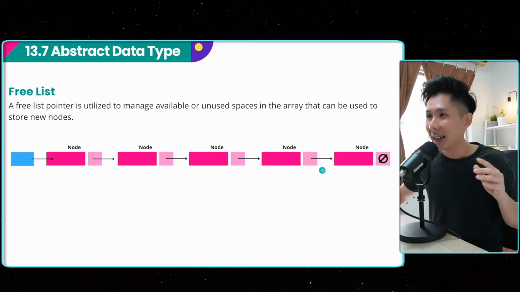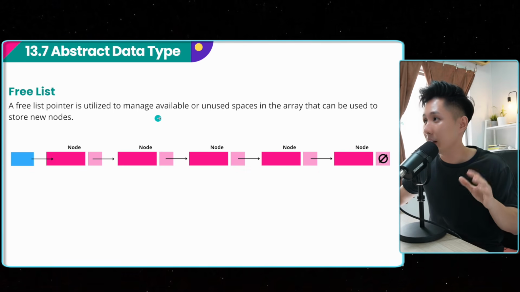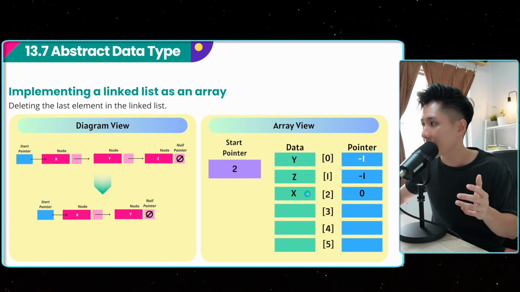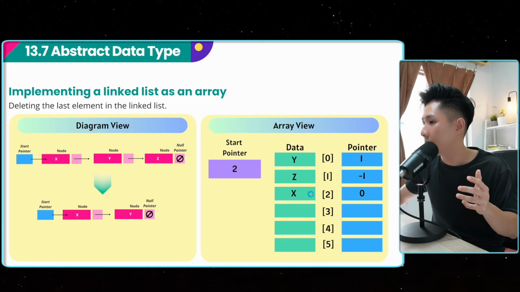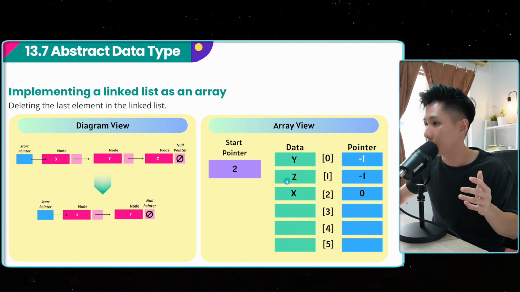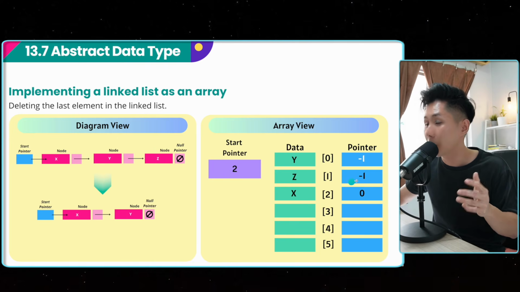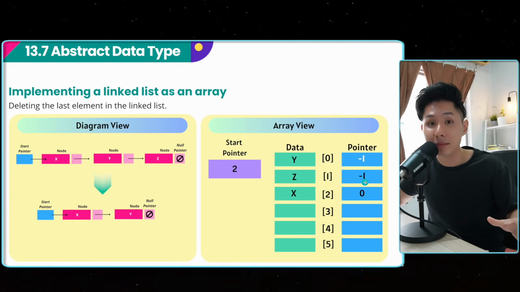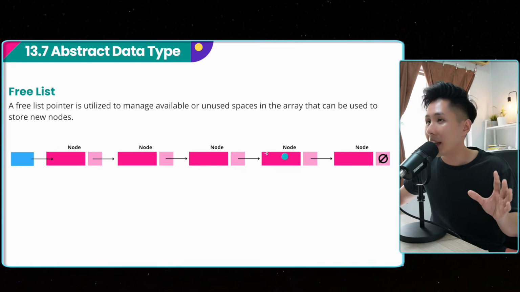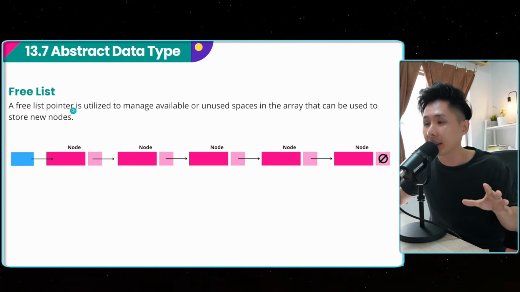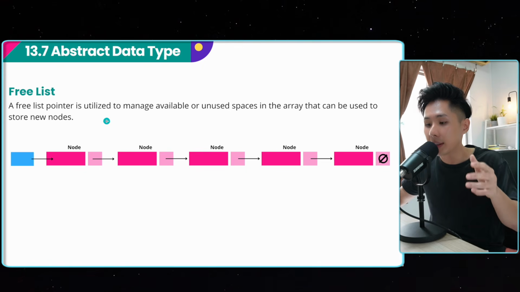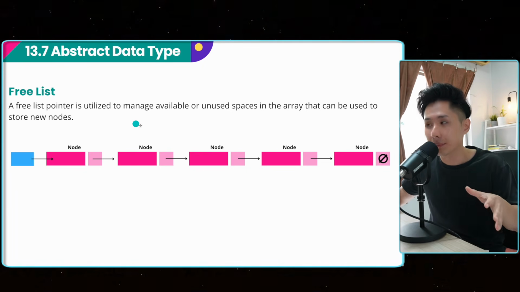Now, a free list pointer is utilized to manage available unused space in an array that can be used to store new nodes. Because if you look at this diagram here, even if z has been deleted from the linked list, it's still in the array, taking up space when we don't want it to. So this is when I keep a free linked list to keep track of which positions I can use to store a new node.